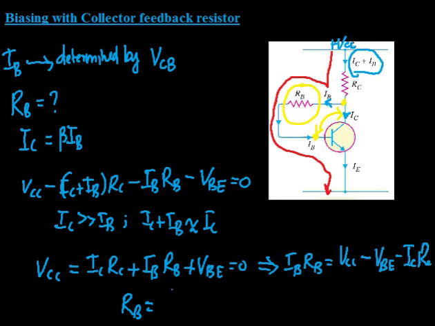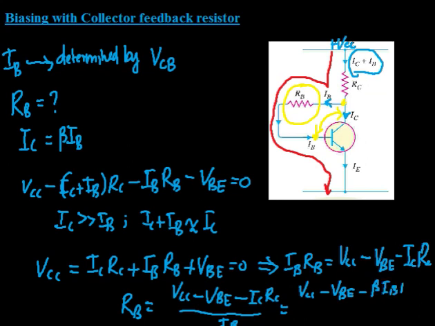So the base resistor RB, which is to be connected between the base and collector of this circuit to provide a desired value of IC, is given by RB equal to VCC minus VBE minus ICRC divided by IB, or this can be written in terms of IB as VCC minus VBE minus beta IB RC divided by IB. So this is the expression for RB.